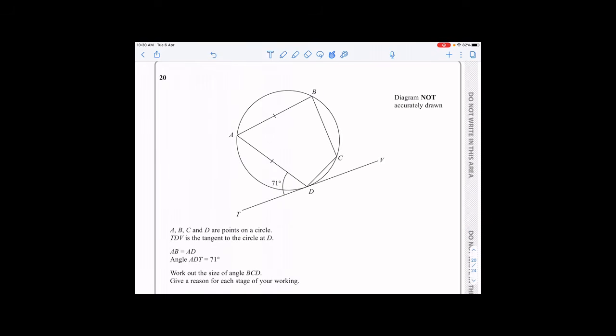We need to work out BCD, and we need to give reasons here. I will actually start by drawing a straight line that will join B and D. This will allow me to use the alternate segment theorem because this here is 71 degrees. So I'm just gonna say that ABD is 71 degrees. The reason is alternate segment theorem.